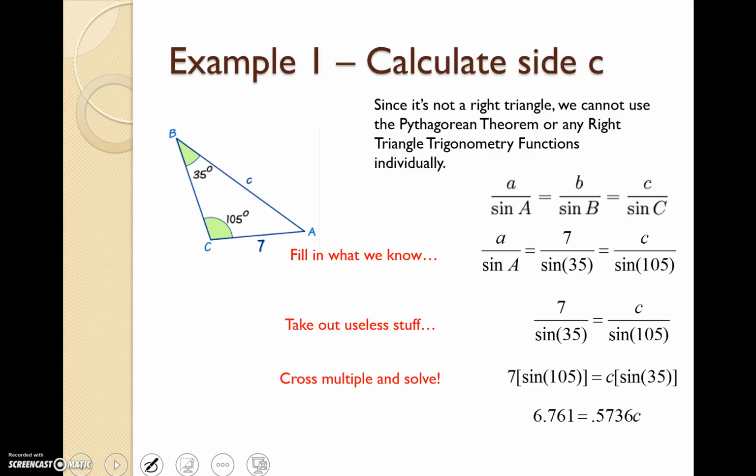I went ahead and multiplied it out now, but you could multiply it out later. There's rounding involved, so if your answers are slightly off, just keep that in mind. To solve for c, we divide both sides, and we get the answer of 11.787. So solving for a side is nice and easy.